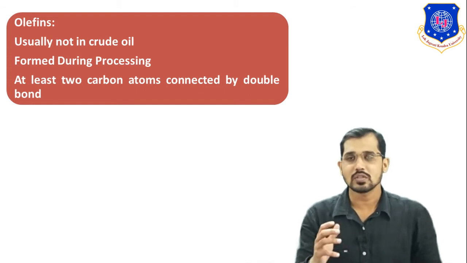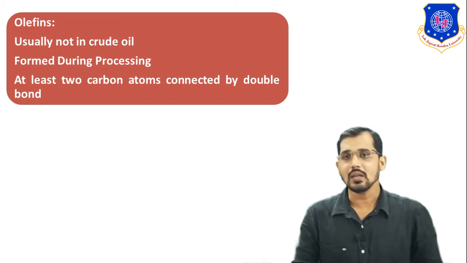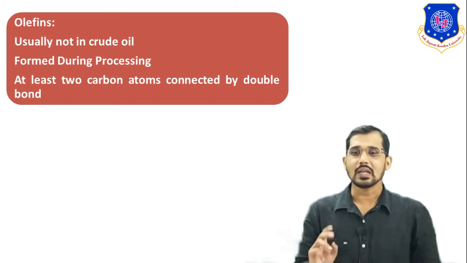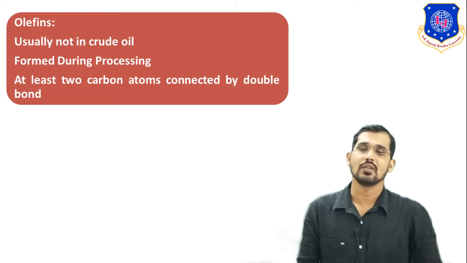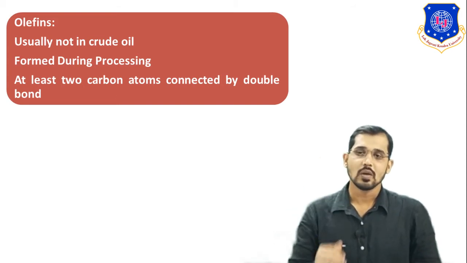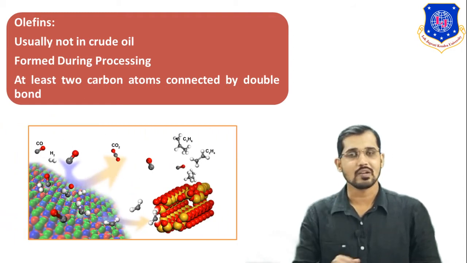Olefins are formed during the processing of any paraffin, or I can say any aromatics. At least 2 carbon atoms connected by double bonds is known as an olefin. So these are the important points related to olefins. After that, you can see this is the general figure for the olefins.